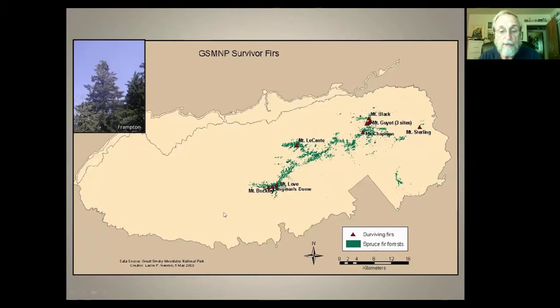So the story continues. I don't have the results of that yet. We're still evaluating that, but work continues on this project, and maybe this is the kind of thing that would work on subalpine fir as well. Speaking of which, Steve, I am done, and unless there are some questions, I will turn it over to Steve.